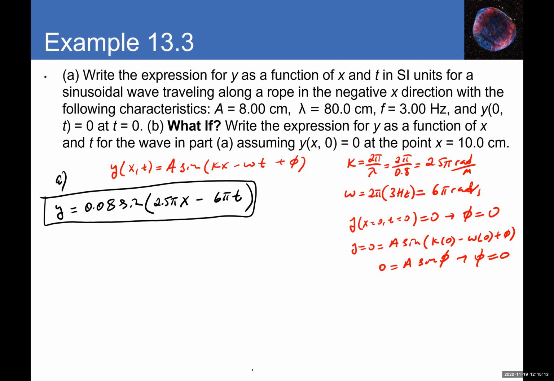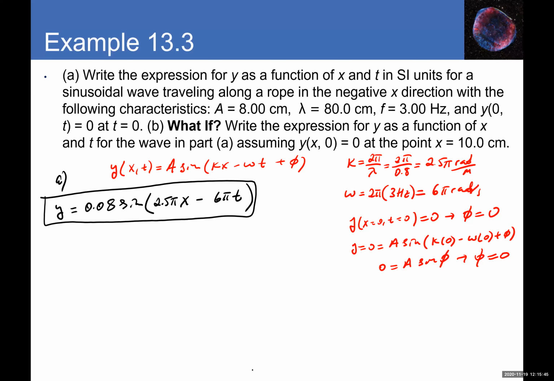All right, so part B says: write the expression for y as a function of x and t for the wave in part A, assuming y(x, 0) equals 0 at the point x equals 10 centimeters.